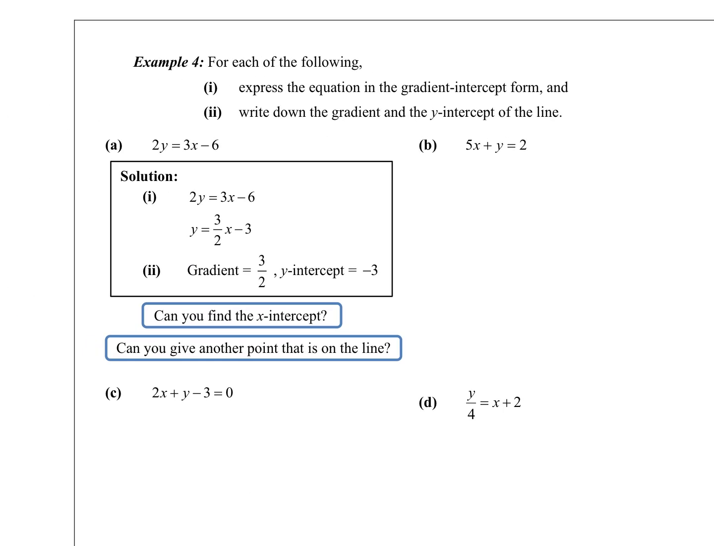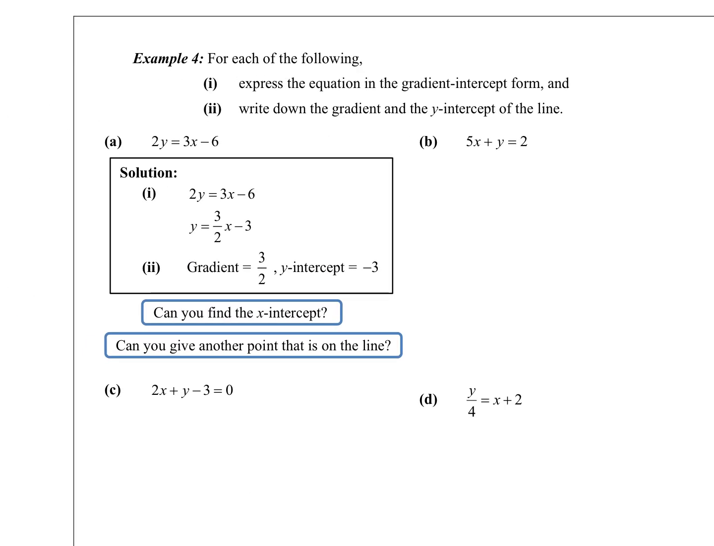Next one. Okay, so they say express your equation in gradient intercept form. Gradient intercept form just means this. It's another way of writing this. So they want you to rearrange until you get y equals to mx plus c. So what you can do is divide by 2 throughout. So every number you see here, divide by 2. Then you will get y equals to mx plus c. So gradient is 3 over 2, and then y-intercept is minus 3.